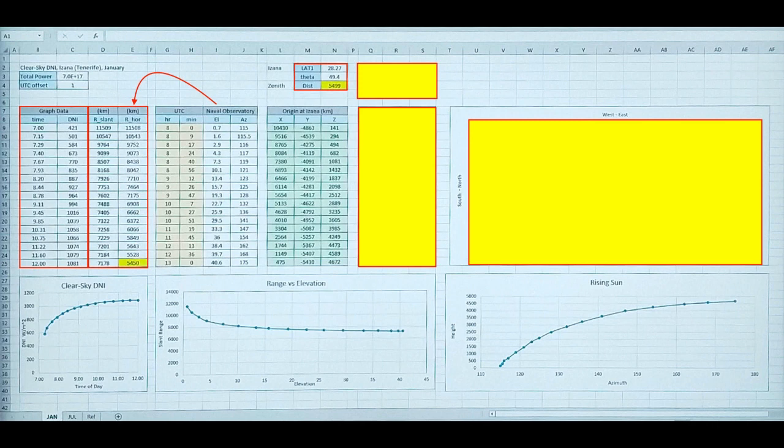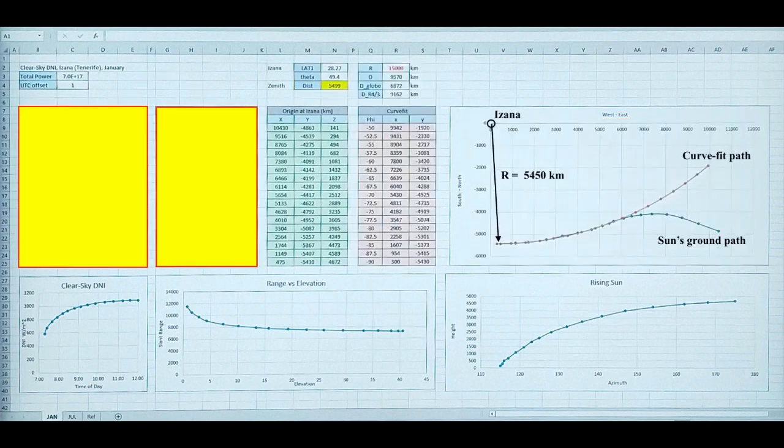If you believe in the globe theory, this would be like a plane that's tangent and touches the Earth at Izana. That's what this is, and we're gonna plot this in a second, and it'll blow you away. Here's the data, folks, just incredible.